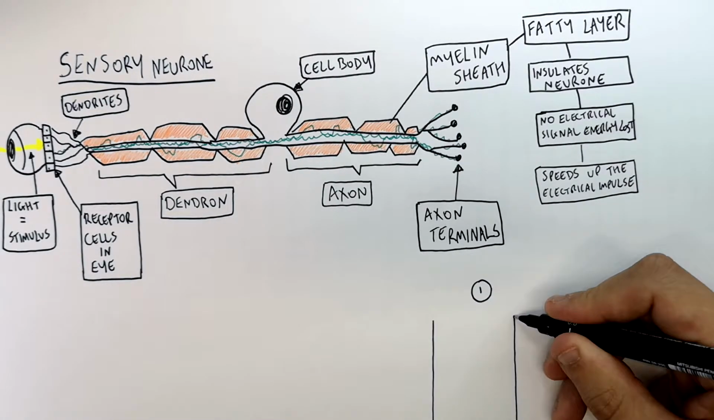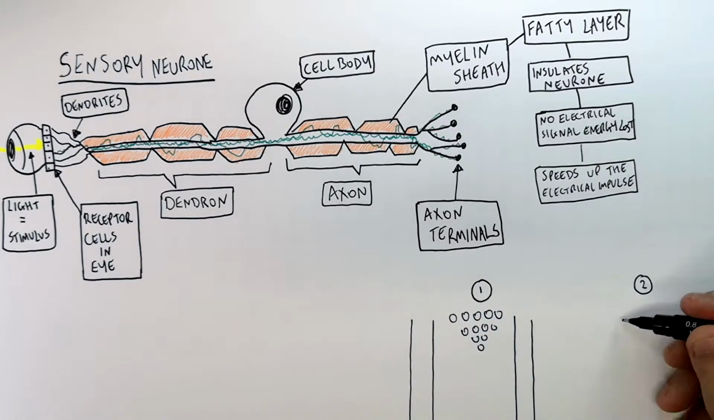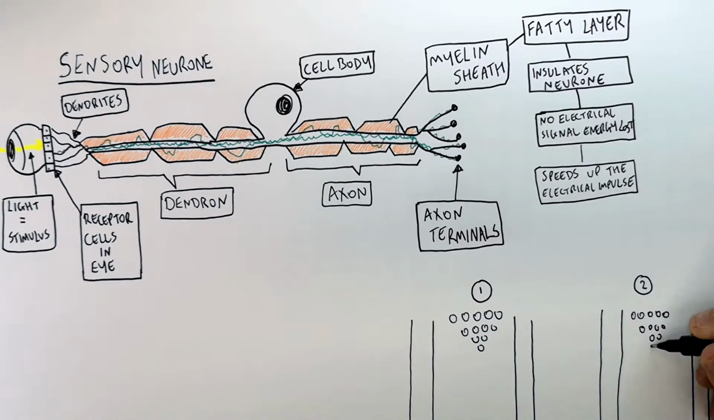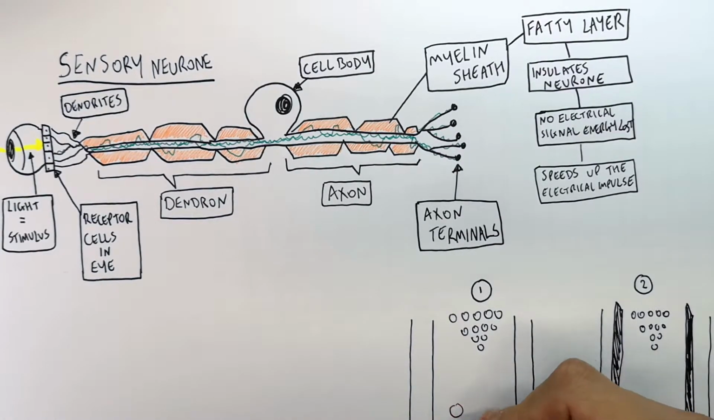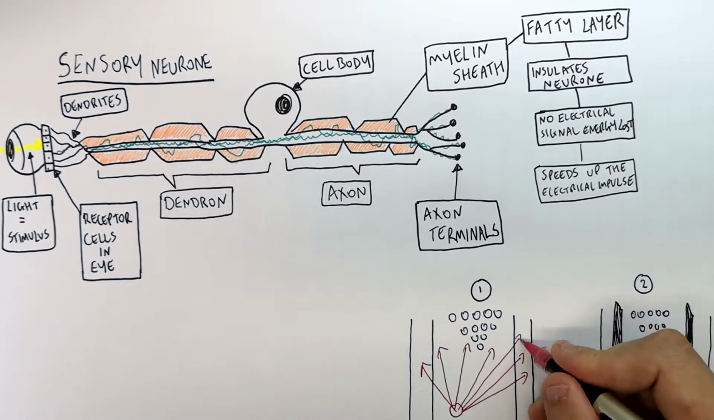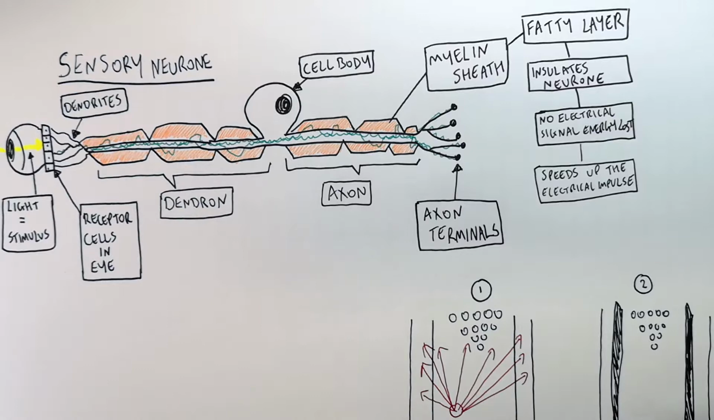The analogy I like to give is in a bowling alley. Side 1 has no sides up, side 2 has the sides up. Therefore, it is insulated. So when you throw the balls down side number 1, as you can see here, some of the balls will get to the end, but a lot of them will be lost. So the electrical impulse is being lost without the myelin sheath.